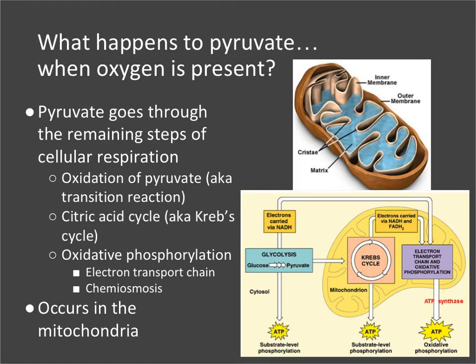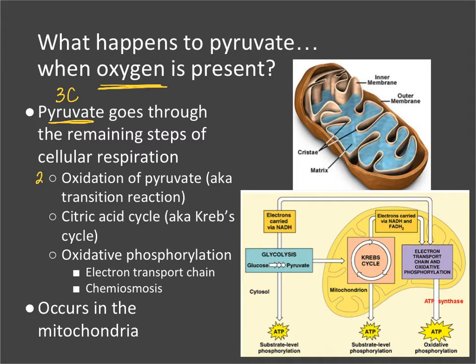All right, so we've talked about how during glycolysis we make this molecule known as pyruvate. So now let's assume that we have oxygen. What's going to happen to this pyruvate? Remember, pyruvate is this 3-carbon compound, so it's got 3 carbons in it. Well, pyruvate is going to go through the remaining steps of cellular respiration.